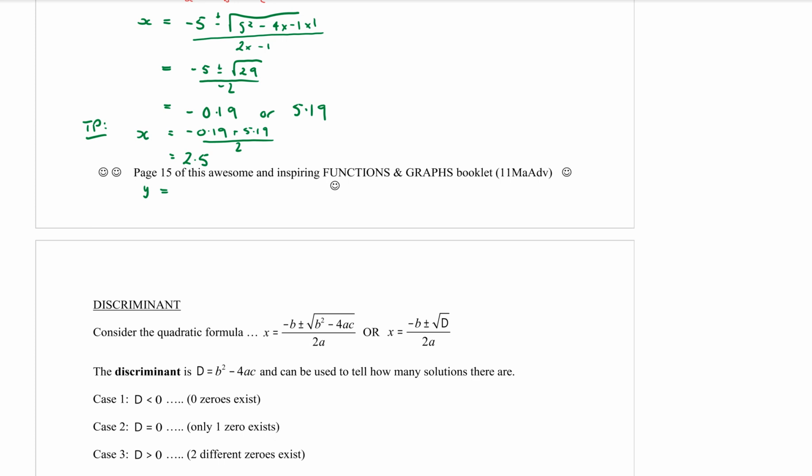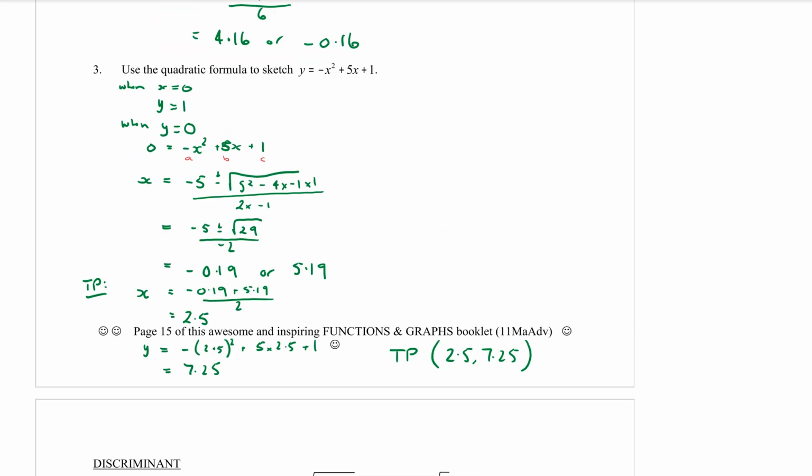Y equals negative x squared. So that's 2.5 squared. I don't actually need the brackets. Maybe I should leave those out. Plus 5 lots of 2.5. That's the 5x plus the 1 on the end. And that is 7.25. The turning point, I'm just going to write it as a coordinate. X was 2.5 and the y was 7.25. So we've got a little bit of space there on the right to sketch that parabola. Knowing that there was a minus in front of that x squared, you're expecting this parabola to be concave down.